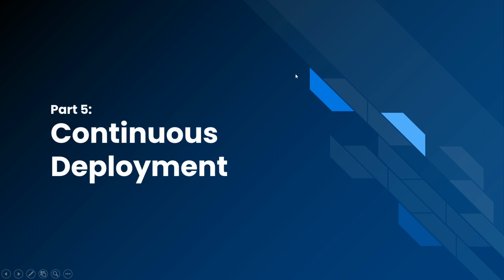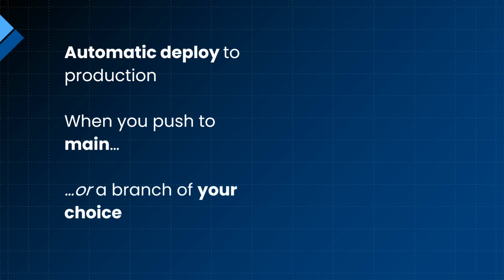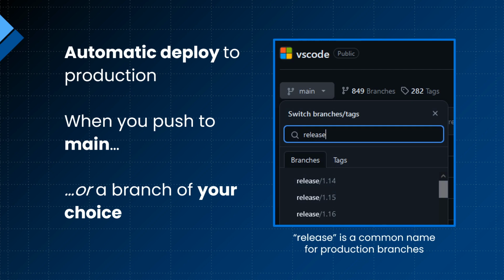So now the last major step in this process, which is deployment, and hopefully continuous deployment. Continuous deployment is when you automatically deploy your code to production whenever you push new code to the main branch. Or, well, it doesn't have to be the main branch. It can be any branch of your choice. While a lot of people do set up their continuous deployment to run from their main branch, it's often common for people to have a branch called release. This is an example from the VS Code repository on GitHub.